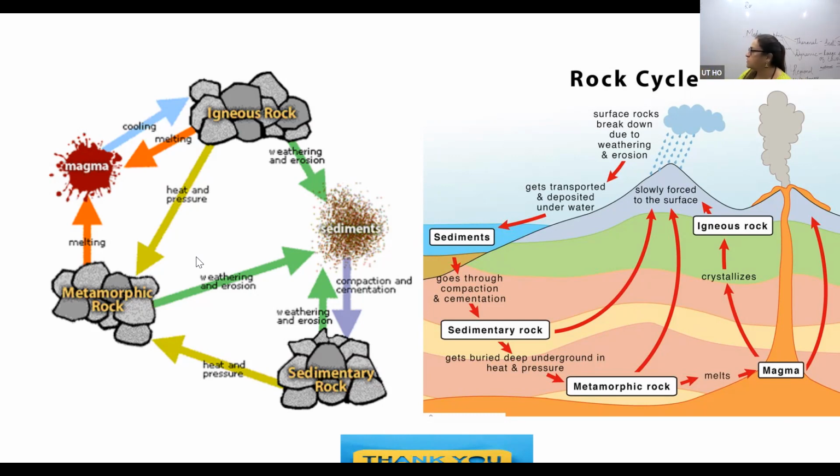And you have this similar one. So this is the magma, metamorphic rock. Melting magma, surface, igneous rock, sedimentary rock, sediments going through compaction, cementation, sedimentary rock. Then again here it's breaking down, weathering, erosion, getting transported.